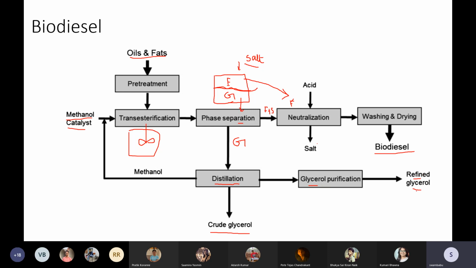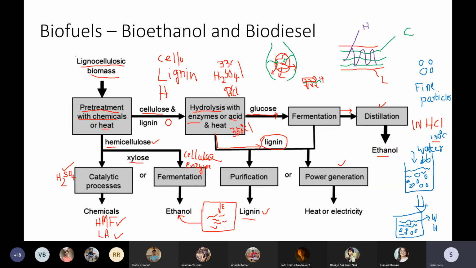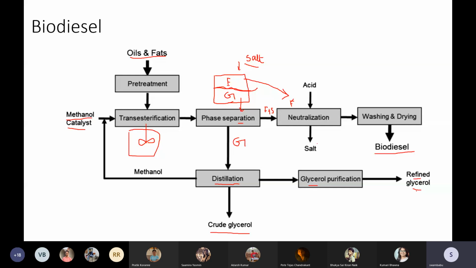I hope you understand the bioethanol production from lignocellulose and biodiesel production from the oils and fats.